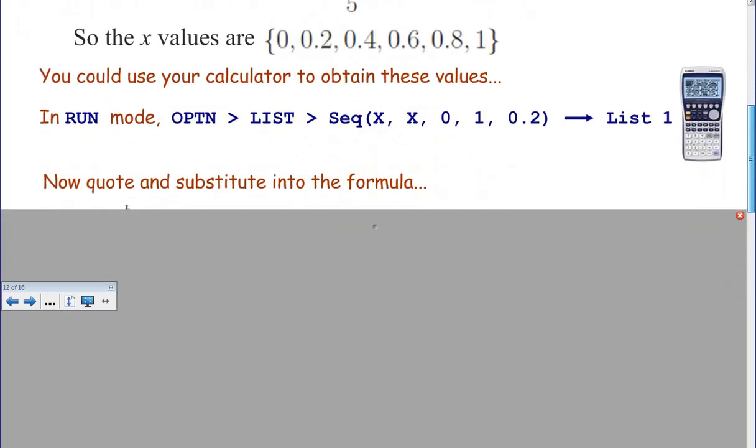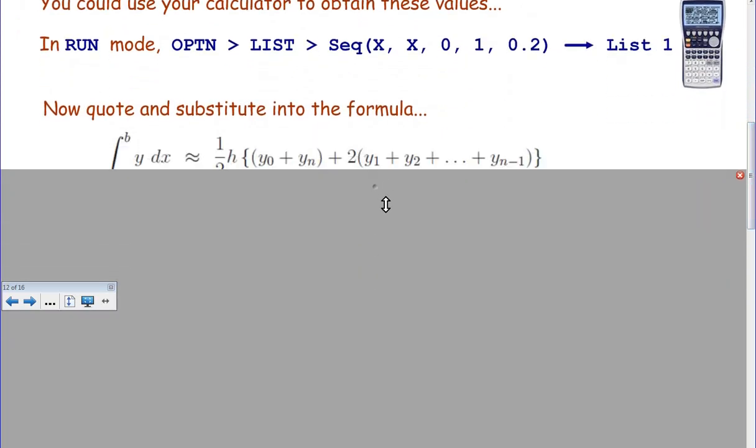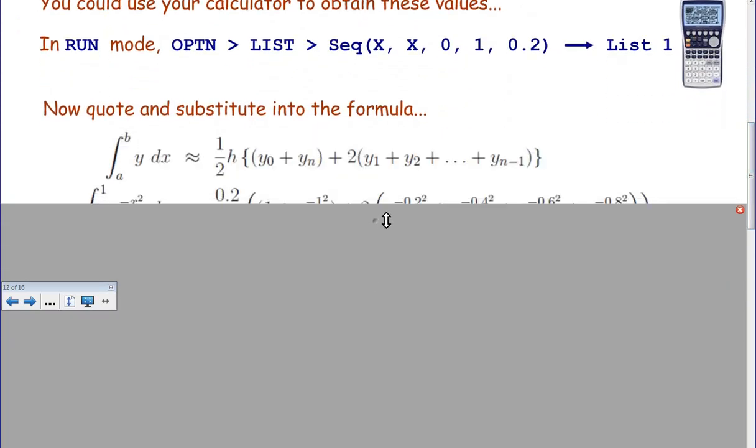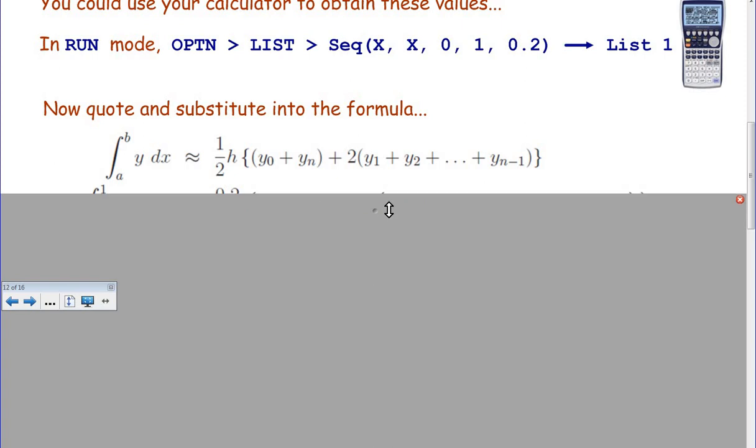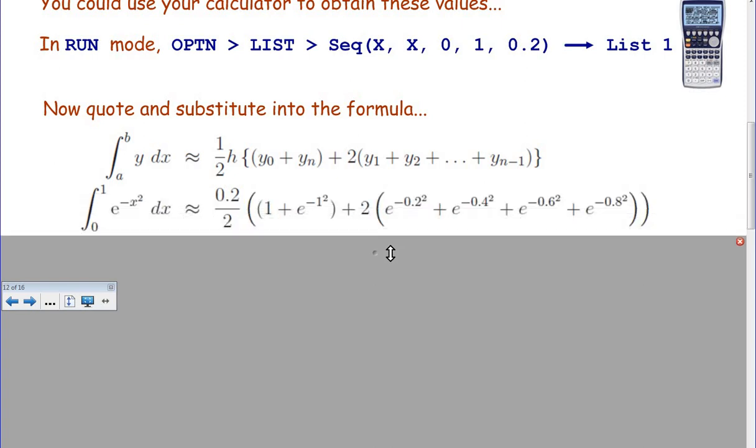Here, first of all, to see where we're heading, is our formula. It's always a good idea to quote the formula. And here are my values going in. So I've just substituted my x's into my formula, which is e to the minus x squared. I've literally copied it from above. We have got h over 2, the sum of the two end ones, so this is e to the minus 0 squared, e to the minus 1 squared, plus 2 times all of the rest, all of the in-between x values.